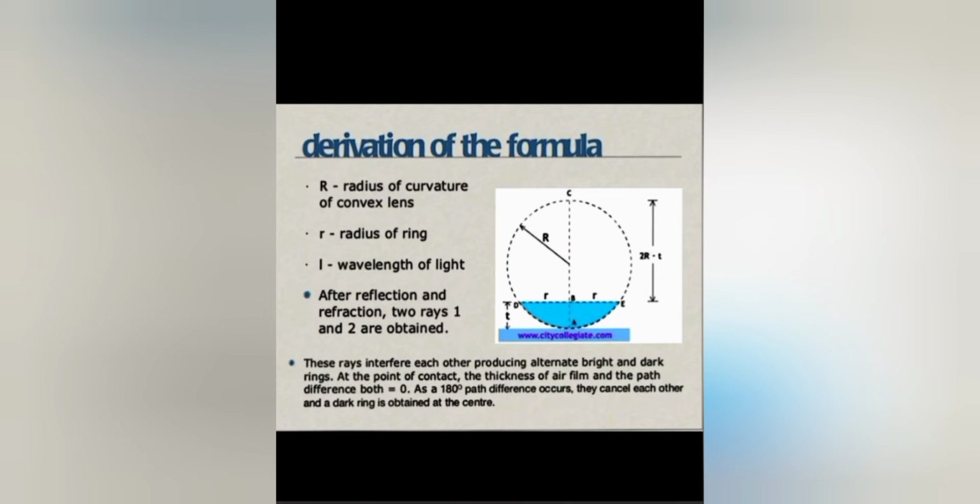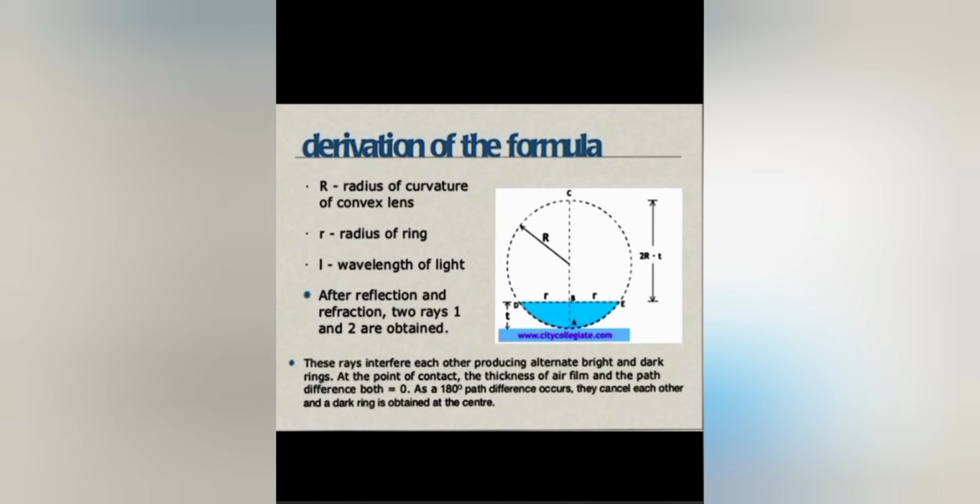Derivation of the formula. Here we have taken a small circle with dotted lines and we have marked the points capital A, B, C, D, E, and R. We have taken the distance between A and B as small t, the distance between A and C as 2R minus t, the distance between D and B as small r, and again the distance between B and E as small r.